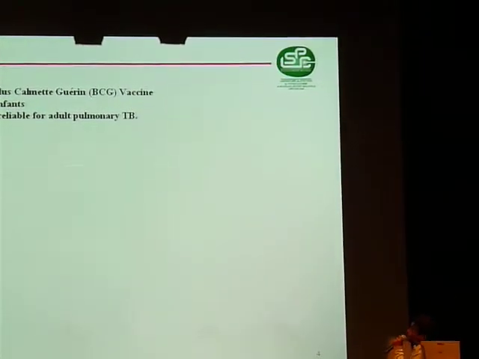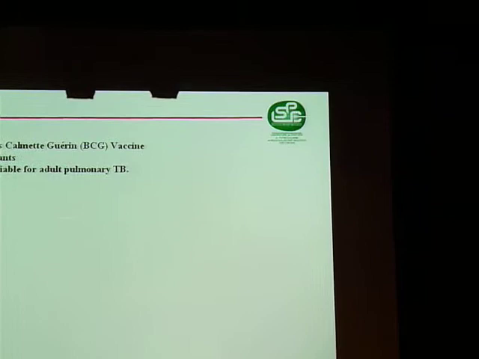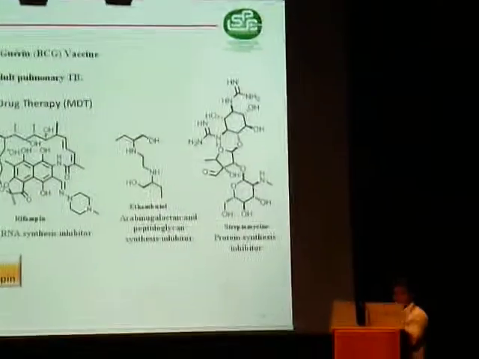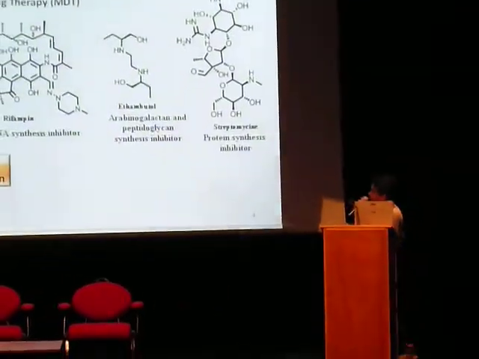Among the treatments available for tuberculosis, there is a vaccination, the BCG vaccine, discovered at the Institut Pasteur in Paris during the time of the Second World War. It is given to infants, but it is not reliable for adult pulmonary TB. Here comes the role of antibiotics as part of multi-drug therapy.